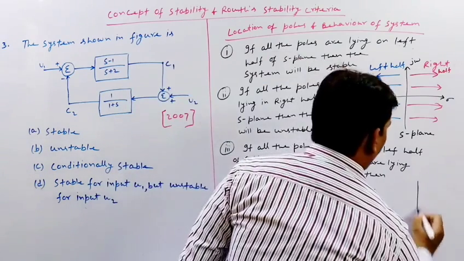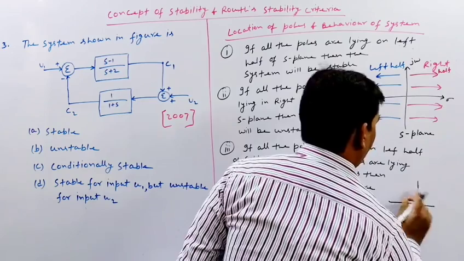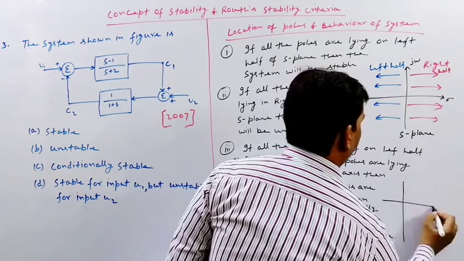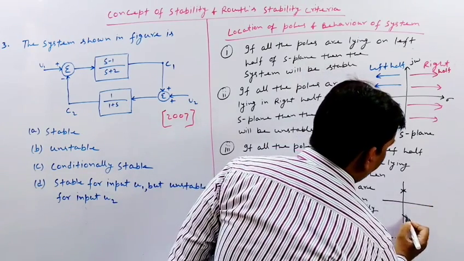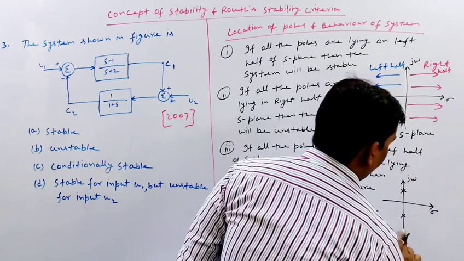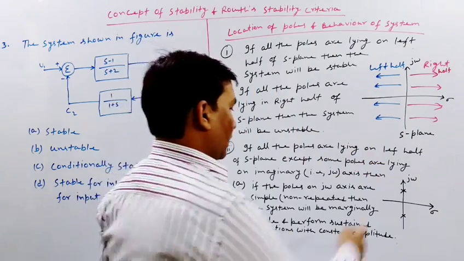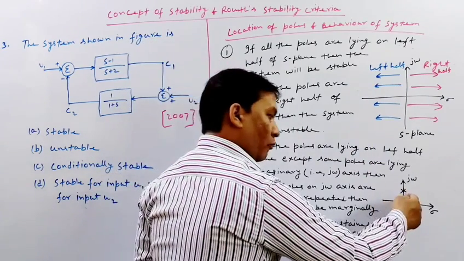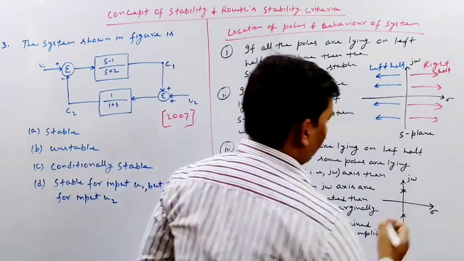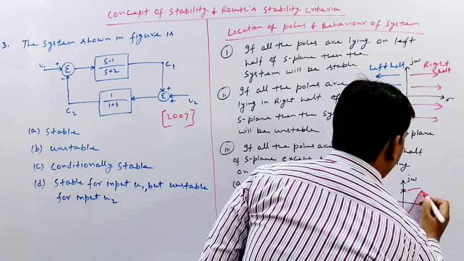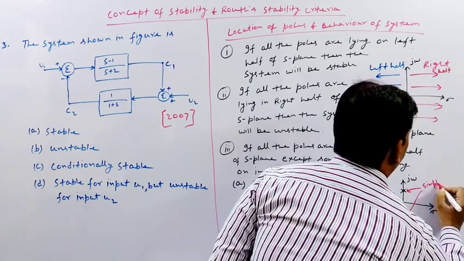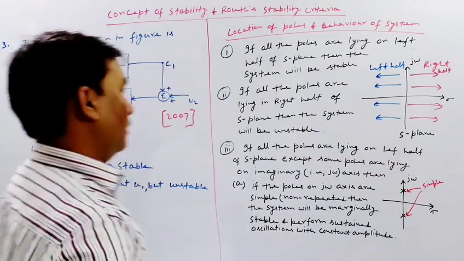So let me denote this clearly. Suppose there is a pole here, then there is a pole here also. This is j omega axis, this is sigma axis, that is imaginary. These poles are simple because there is only one pole here and only one pole here. So these poles are simple.